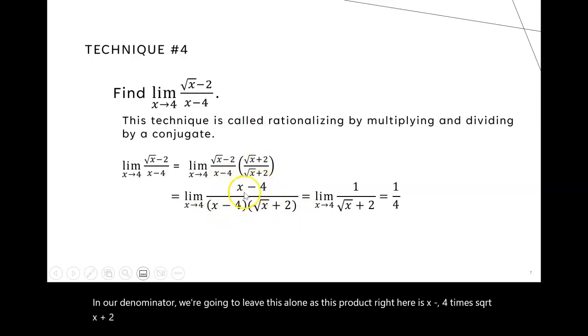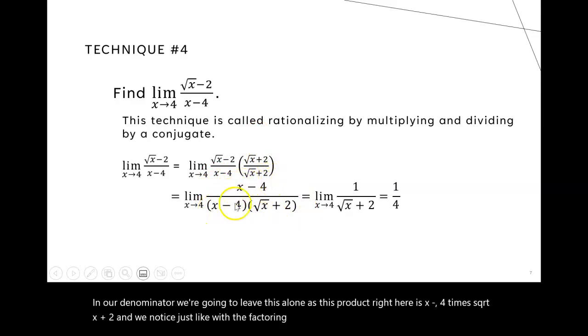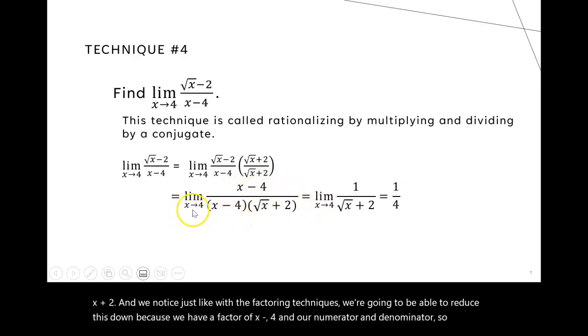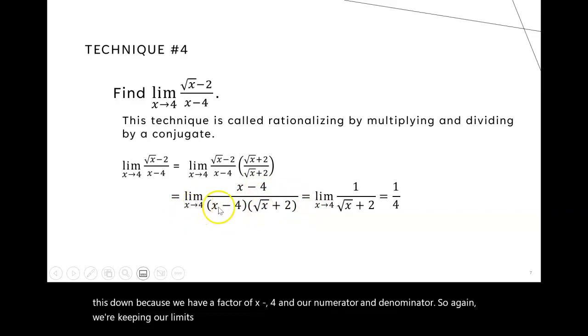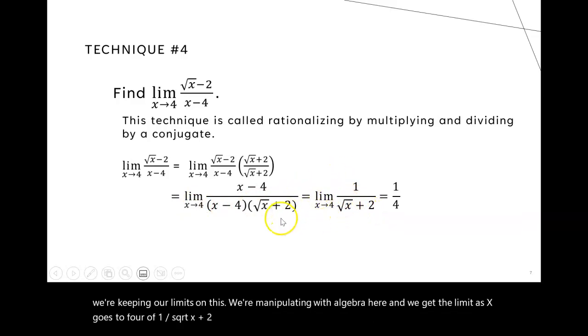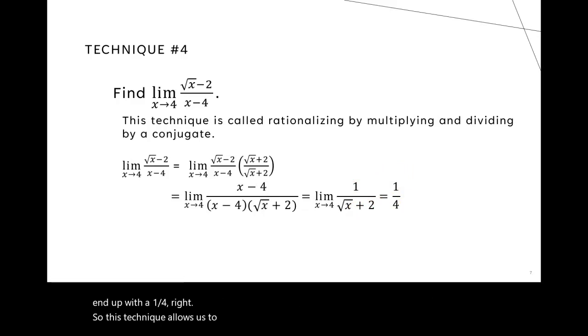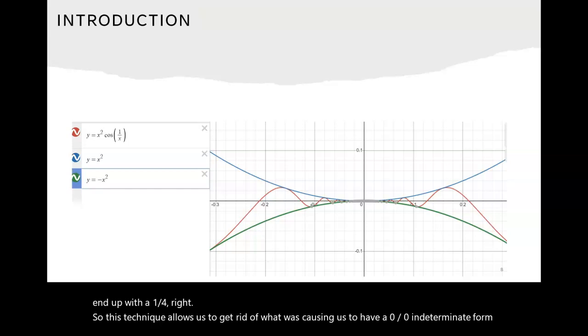And we notice, just like with the factoring techniques, we're able to reduce this down because we have a factor of x minus 4 in our numerator and denominator. Again, we're keeping our limit signs as we manipulate with algebra here. And we get the limit as x goes to 4 of 1 over square root of x plus 2. Once we've gotten rid of our x minus 4 factor, we plug in 4, and we end up with 1/4. So this technique allows us to get rid of what was causing the 0 over 0 indeterminate form to begin with.